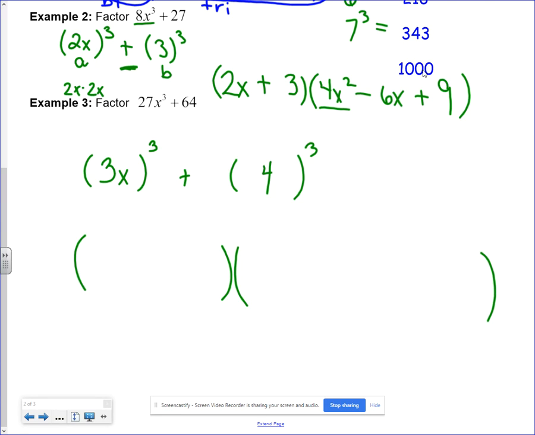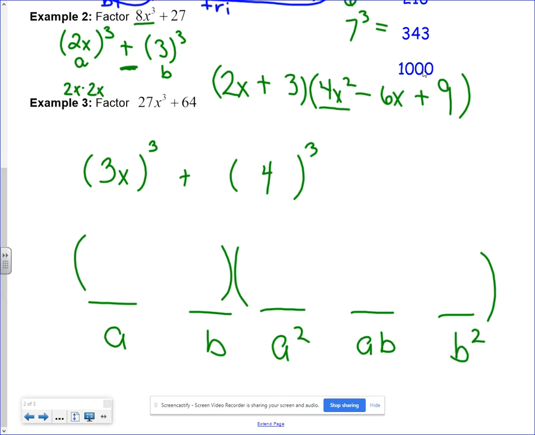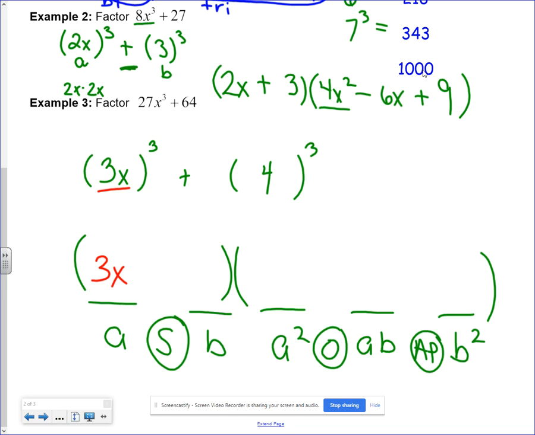Same pattern every time. We're going to put our a and our b. This is going to be our a squared. This term here is our a times b. And this is my b squared. Just remember this pattern. And then we can use the word SOAP, right? Same, opposite, always positive. So our a value is 3x. Our b value is 4. Okay? What is a? It's 3x.